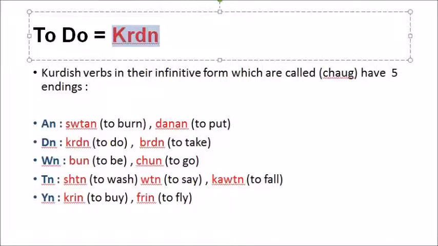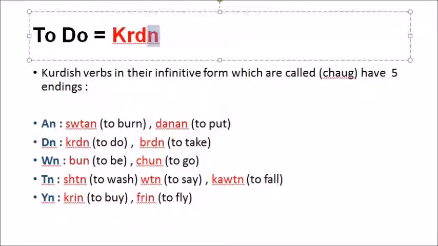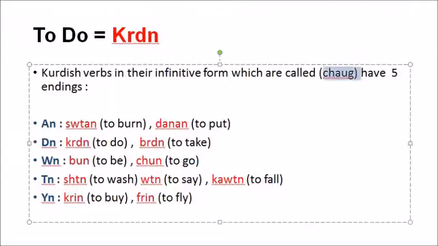Why is it the base, the infinitive? How do we know it's the base or infinitive? Just because of the n at the end. In Kurdish, verbs in their infinitive form are called chawg. Basically, chawg means base, okay?